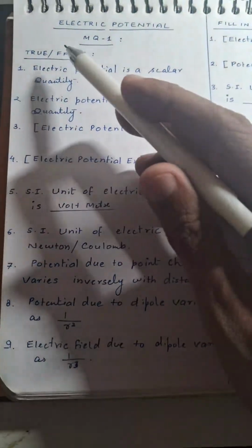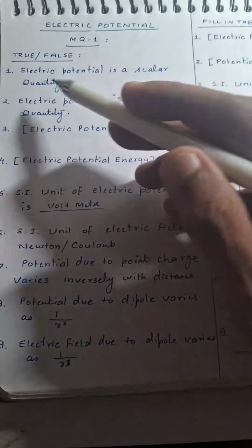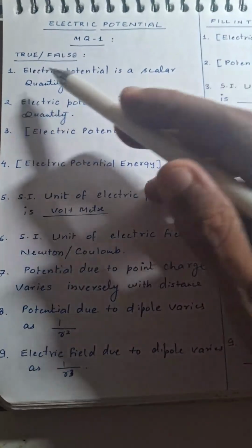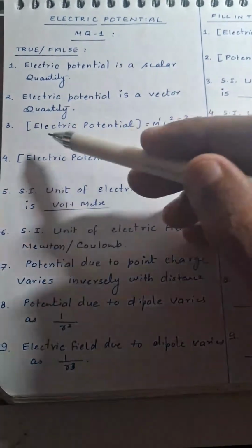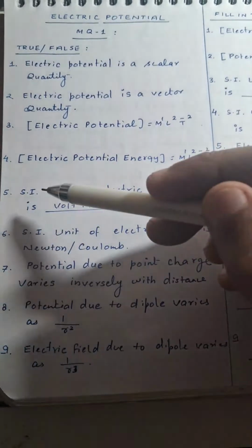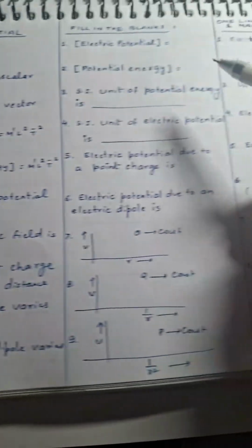Then we have another worksheet on the concept of electric potential. First is a true false type question. Electric potential is a scalar, vector, dimension, energy dimension, then various terms related to that.